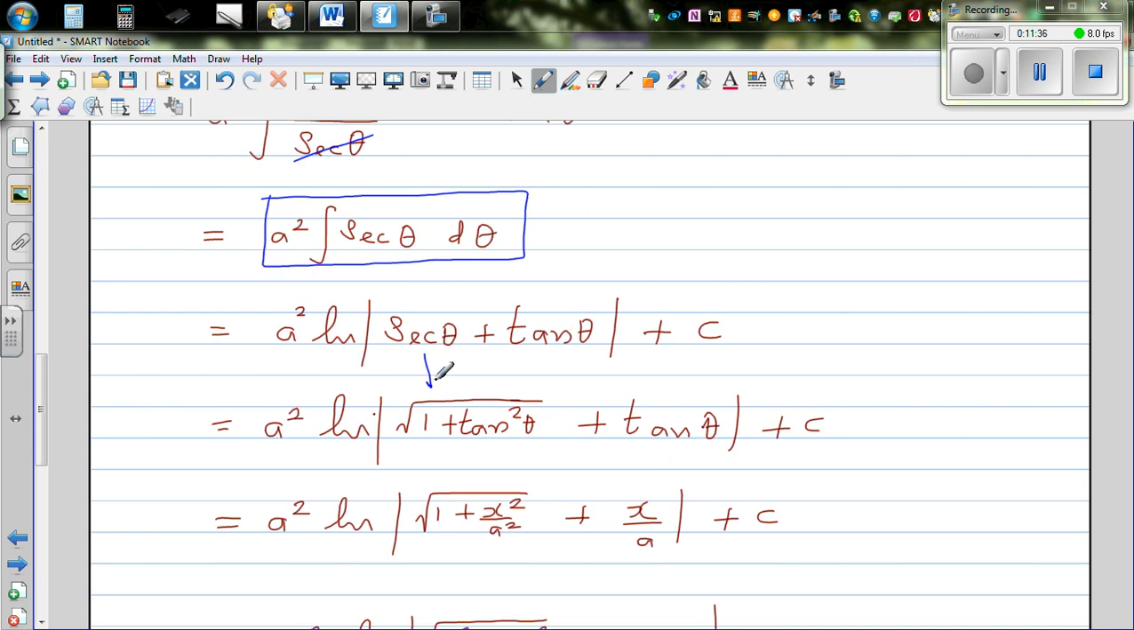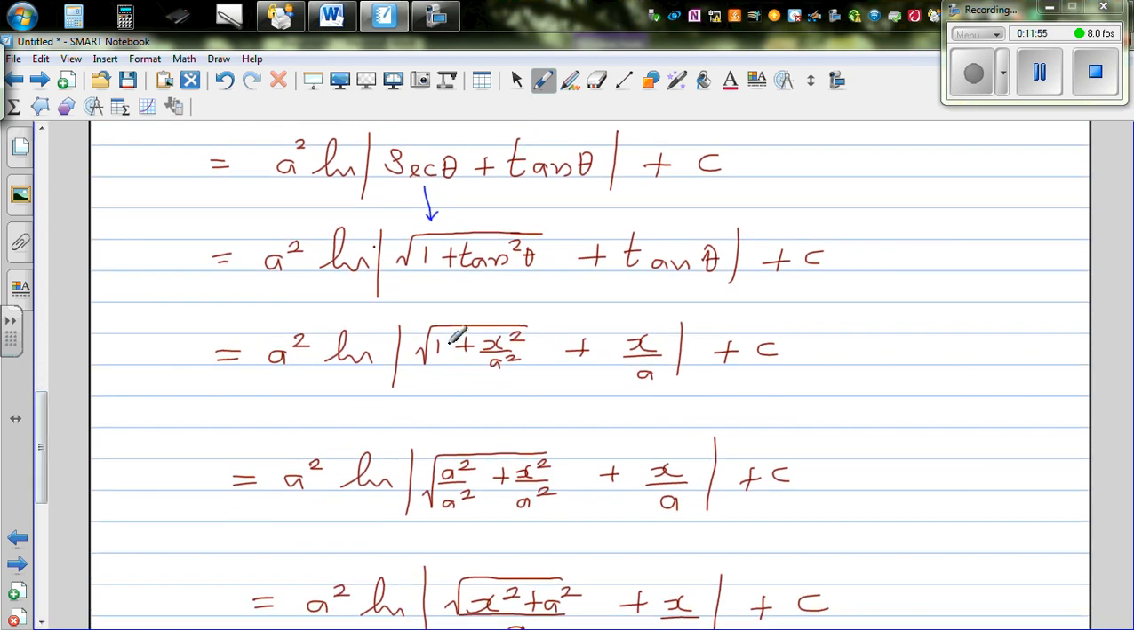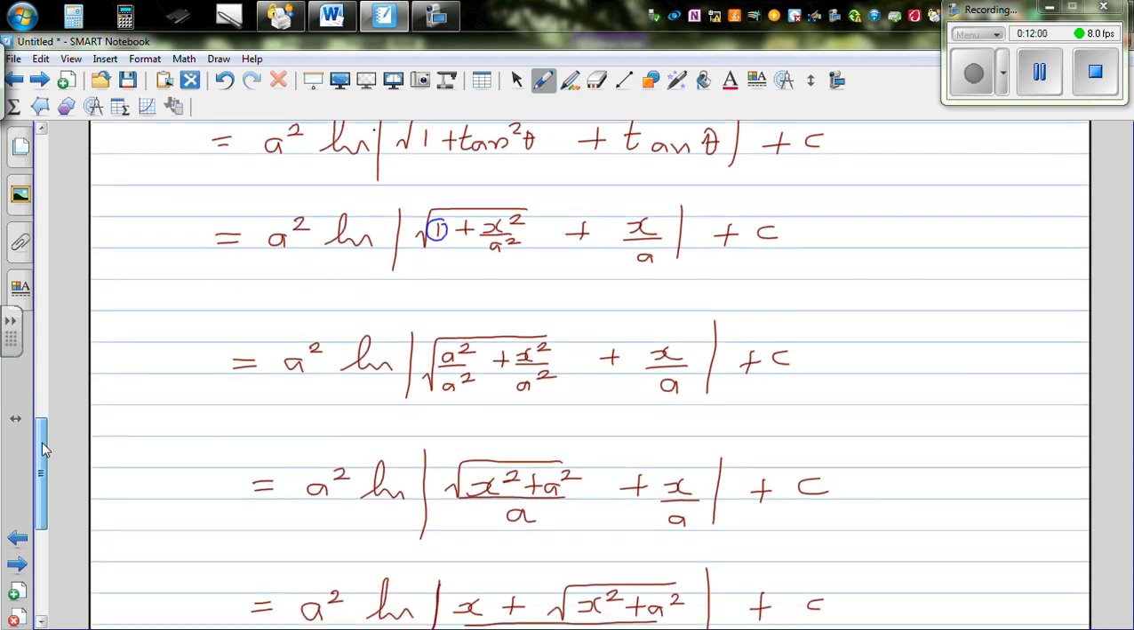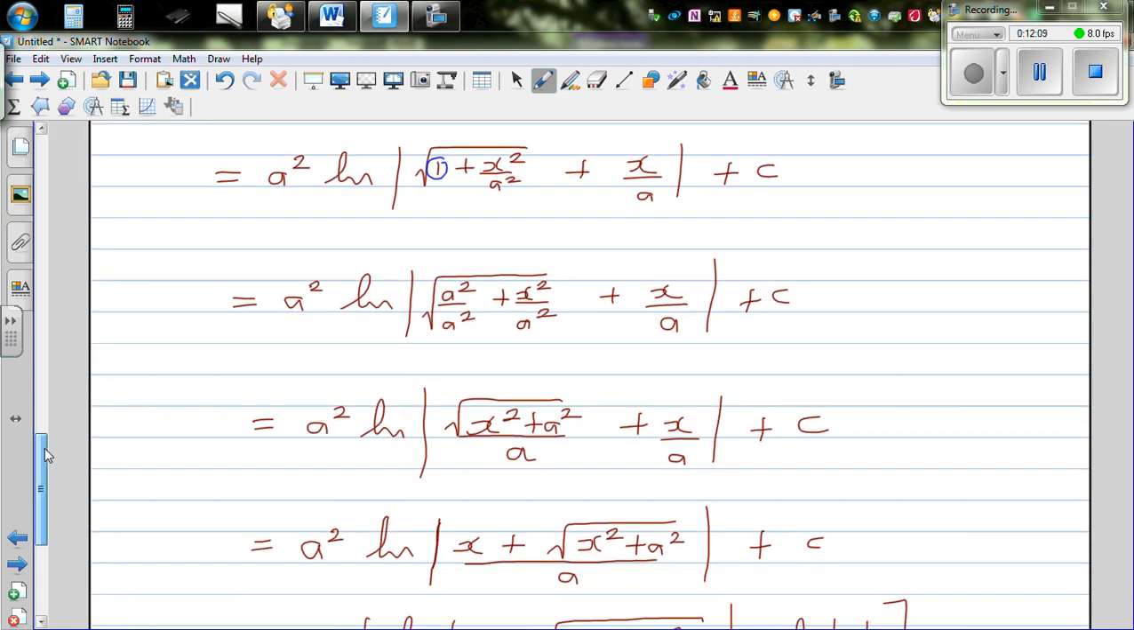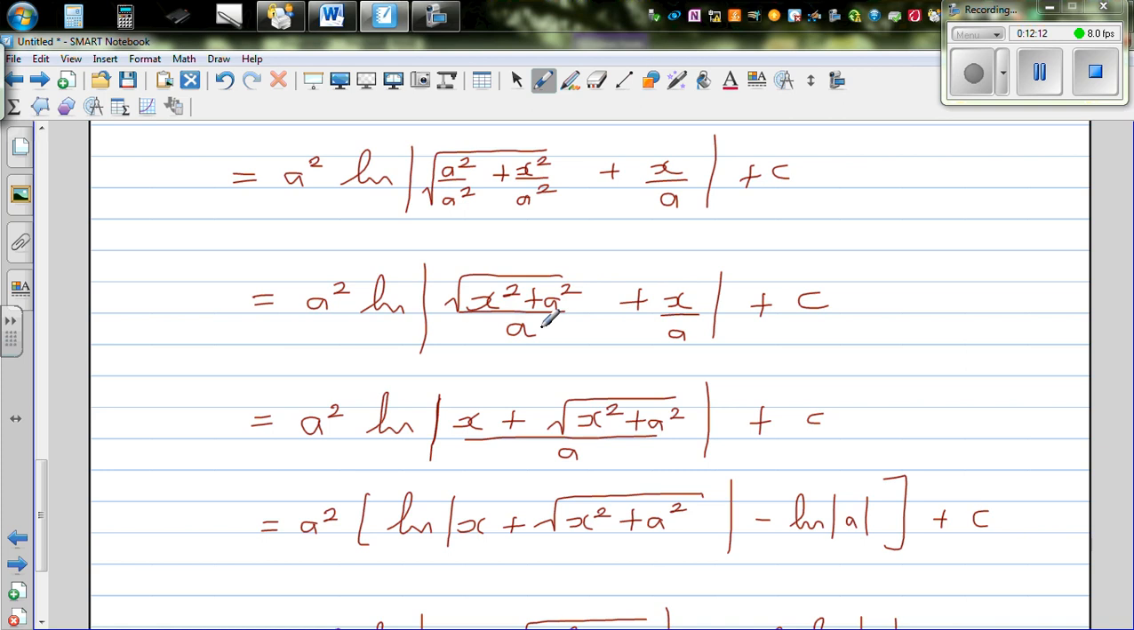And again, sec theta is square root of 1 plus tan squared theta. And I have let tan squared theta be x squared over a squared. So this is a squared times natural log of 1 plus x squared over a squared plus x over a. And that simplifies to a, this 1 can be written as a squared over a squared. And that simplifies to x square root of x squared plus a squared over a plus x over a. I hope that is clear. And now the denominators are equal, so you can add the numerators.